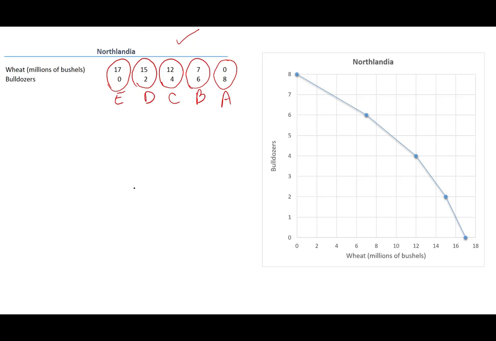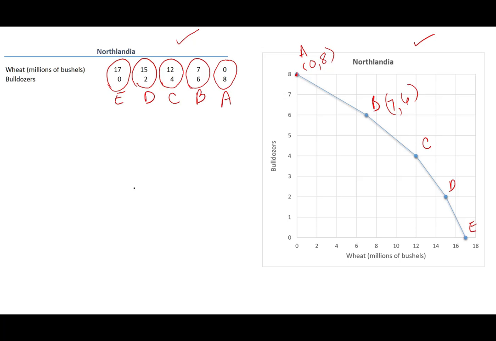These production points are shown on the curve to the right. The first point is where we have no wheat and 8 bulldozers. That would be point A. Point B shows 7 million bushels of wheat and 6 bulldozers. And we have points C, D, and E plotted also.